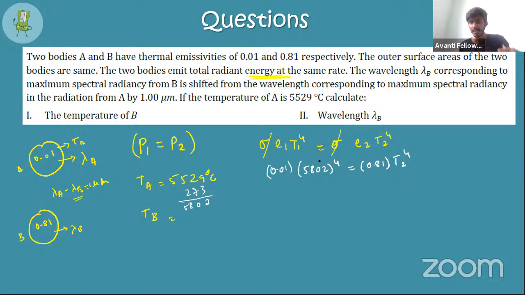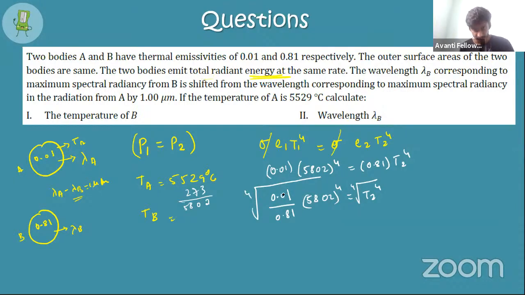Now, do you think you can take the fourth power of 5802? It becomes a very, very large number. So you can't do this. The best way to do this is to simplify and take the fourth root first. Okay. So keep this 0.01 here itself. Bring 0.81 to the denominator. 5802 to the power of 4 stays there, equal to T to the power of 4. Next, the best way is to take the fourth root of the whole equation. Okay, that's the best way to go ahead.